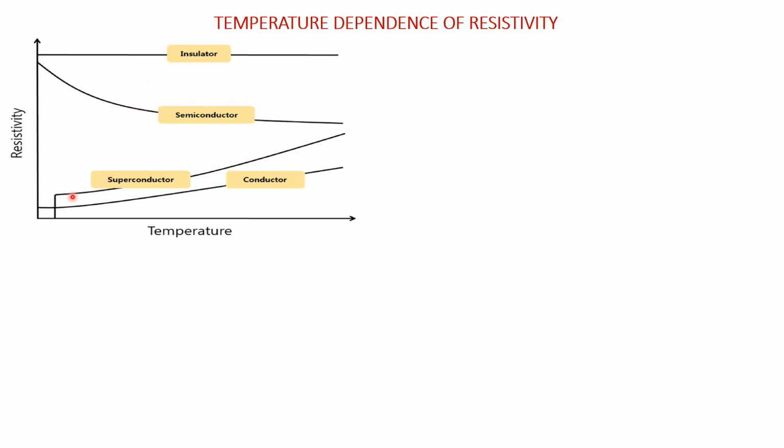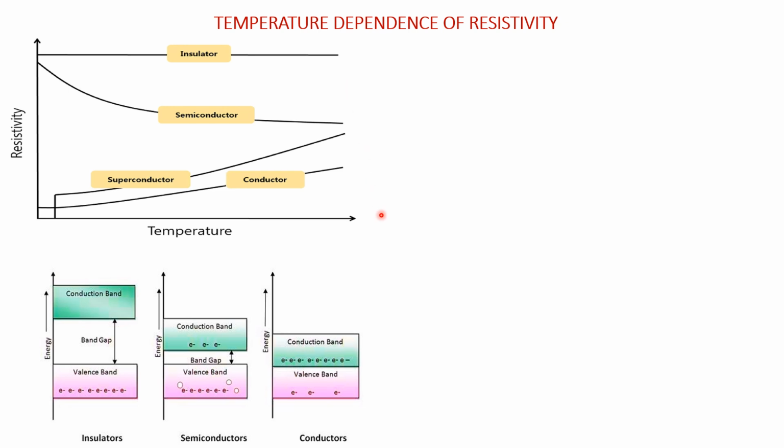In superconductors, we know that superconductors show zero resistivity at a particular temperature, and as the temperature increases, it shows an increase in the resistivity. Now in this particular subtopic, we are going to focus more on the resistivity variation of a conductor, semiconductor, and an insulator. Now we can see here an energy band diagram that can help us to understand better how there is variation in the resistivity with the change in the temperature.